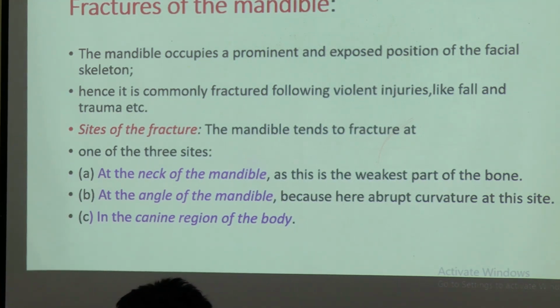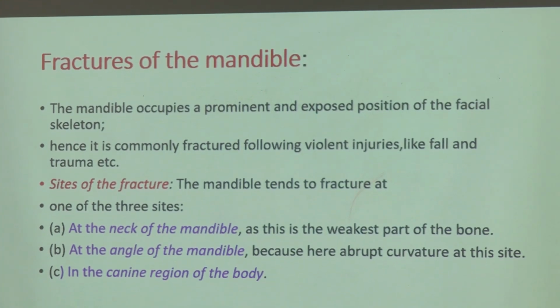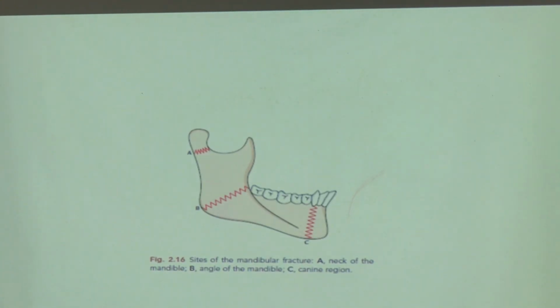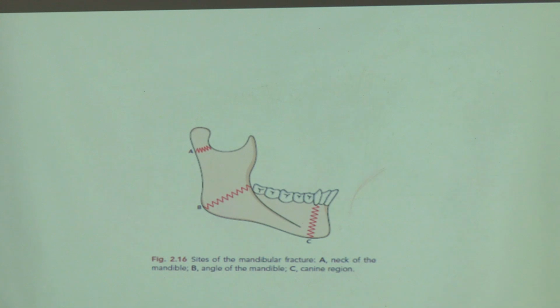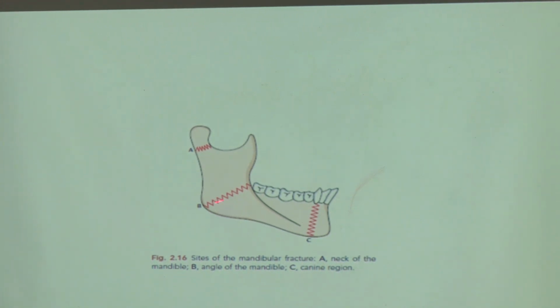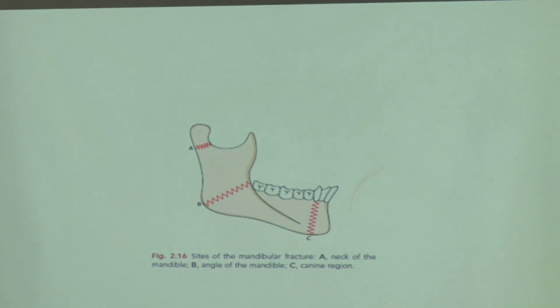Next is the fractures of the mandible. Fractures of the mandible mainly occur in three regions. These are the three common regions. Which part is this? The neck of the ramus of the mandible. And this is which part? Mainly the angle of the mandible. And this is the canine region, where the canine tooth is impacted.